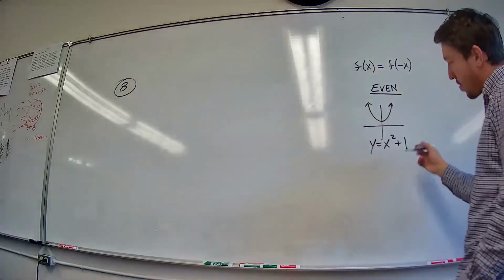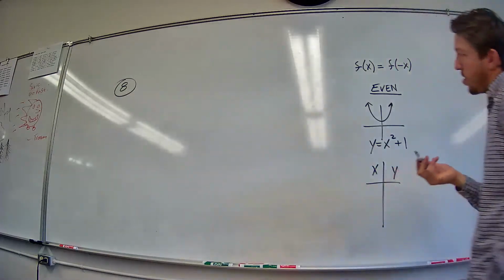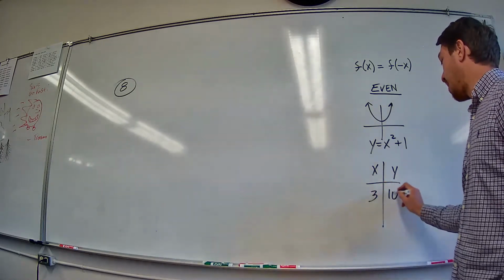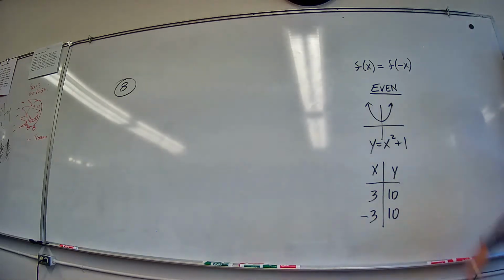And so in your table of values, for example, if you're doing a math problem and it says, is this function even or odd? A typical approach is to go, well, if I plug in 3, I get 10. And if I plug in -3, I also get 10. That's a big hint that it's an odd function. Sorry, an even function. Sorry.